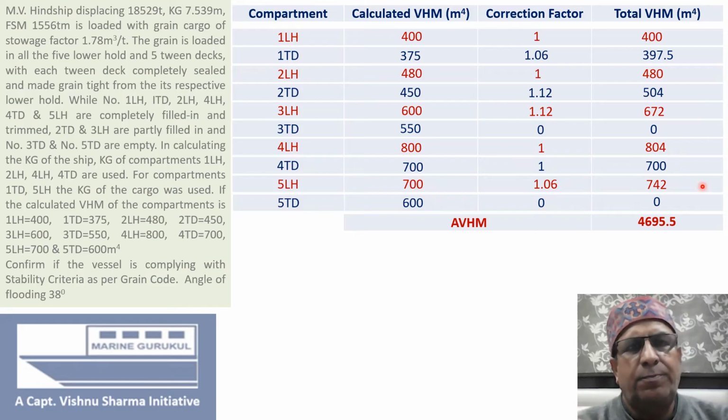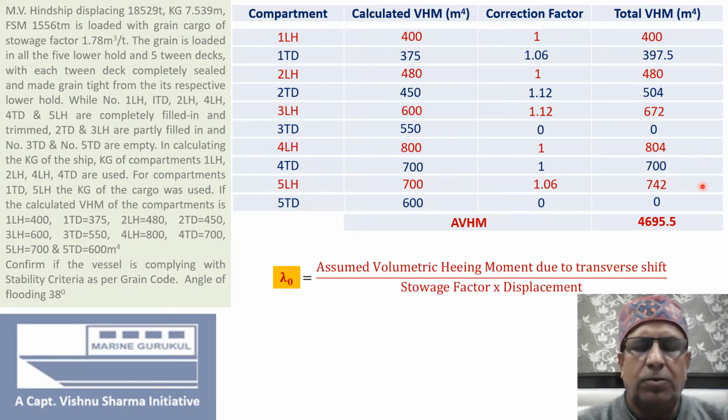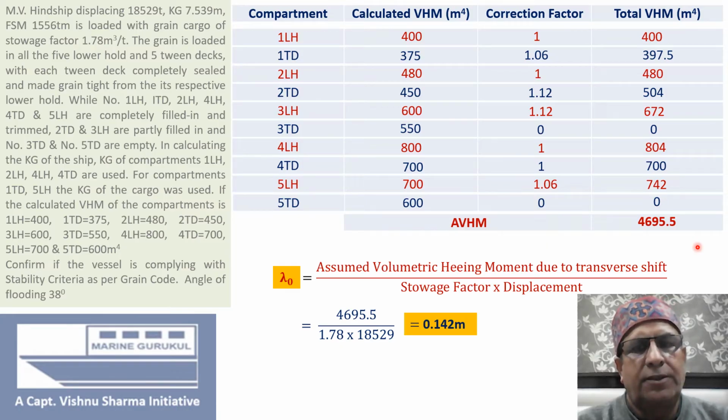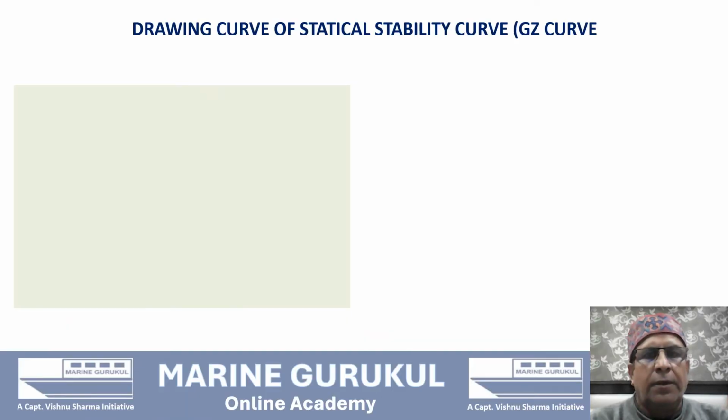Now we have the displacement, we have the stowage factor, we have the AVHM. We can now calculate lambda 0. This formula was covered in video 1. Assumed volumetric heeling moment divided by stowage factor and the displacement. We use these values and we get lambda 0 as 0.142 meters. Having got lambda 0, we also calculate lambda 40, which is always 0.8 times lambda 0, and we get lambda 40 as 0.114 meters.